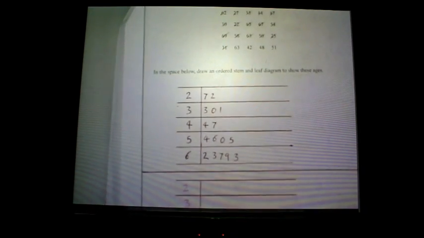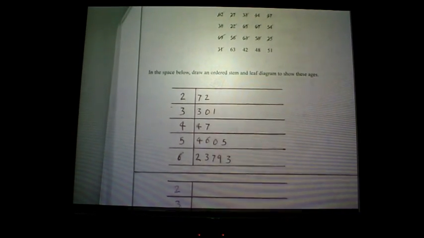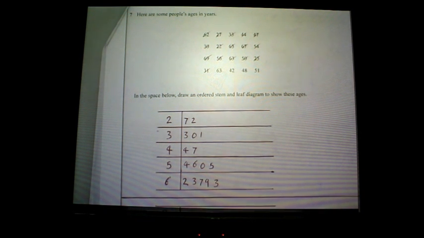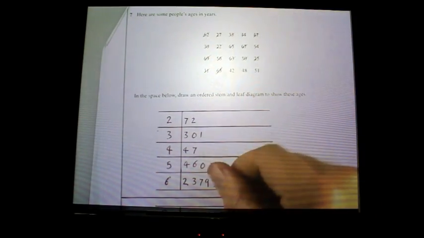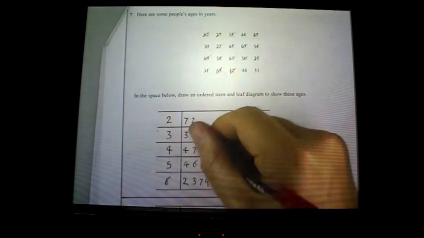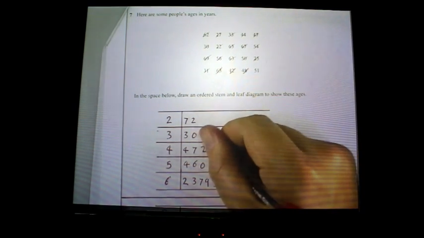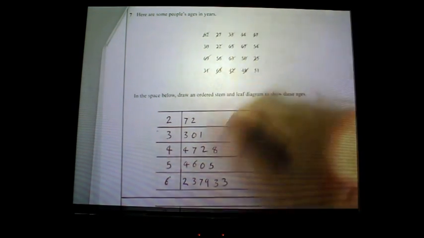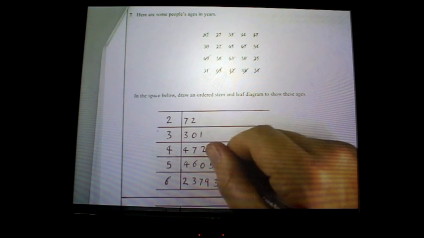Question number 7. He's put these in a stem and leaf diagram. Right, what I've done, I've started it off to show you, but I'm going to quickly finish this off for you now. This is the way you should do it. It's so easy. Tick off what you do. So 63, 42, 48, and 51.